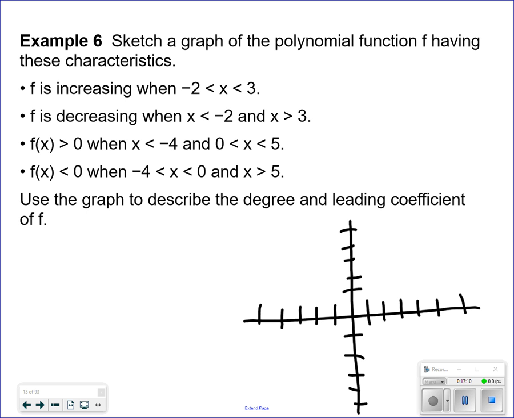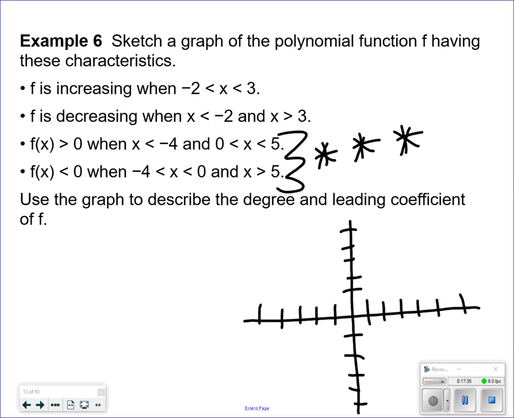F is increasing when -2 to 3. F is decreasing from -2 to 3. F of x is greater than 0 when x is less than -4, and from 0 to 5. And f of x is less than 0 from between -4 and 0, and x is greater than 5. These are the two that you have to look at. Those are the ones that are actually going to help you the most, okay?